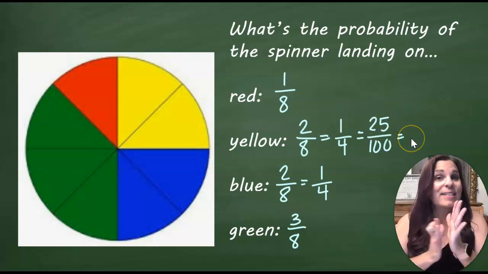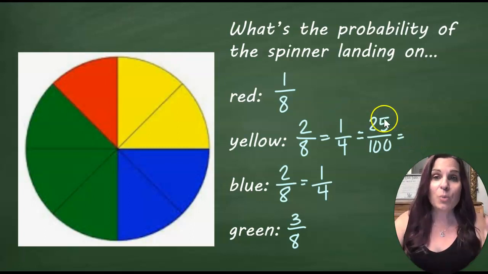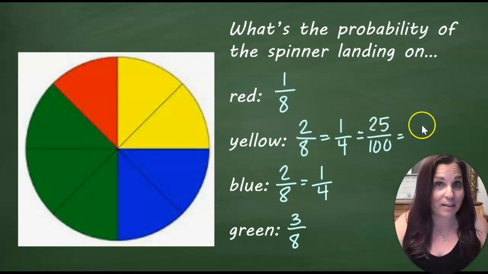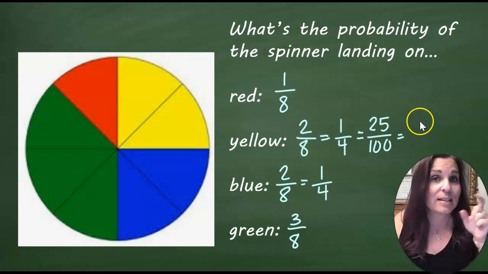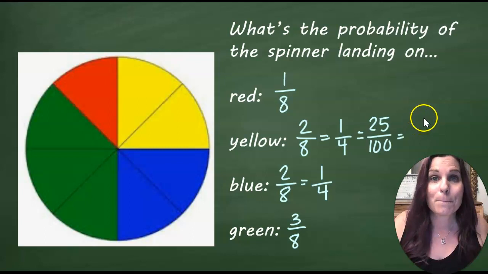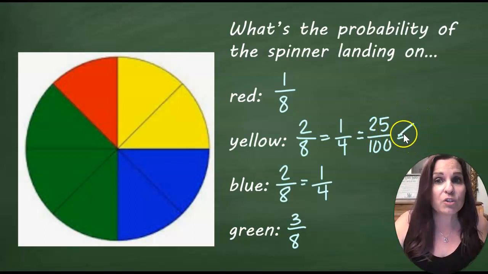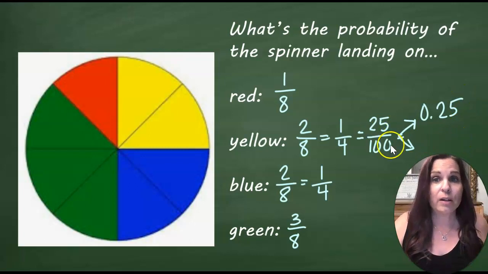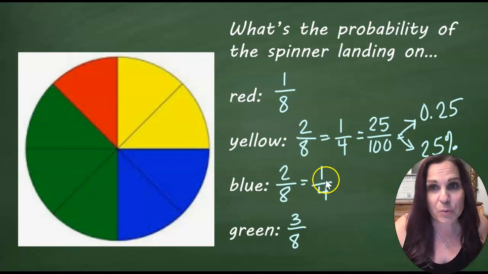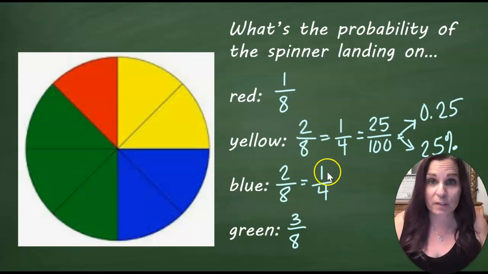And we know from our extensive work with percents that 25 hundredths is the same as, remember, hundredths is a synonym for percent. Hundredths and percent are synonyms. So 25 hundredths, I could go in 2 different directions, right? I could write it as a decimal, 0.25. Or I could write it as a percent, 25%, right? I could do the same thing with the blue because that's also 1/4. That would also be 0.25 or 25%.